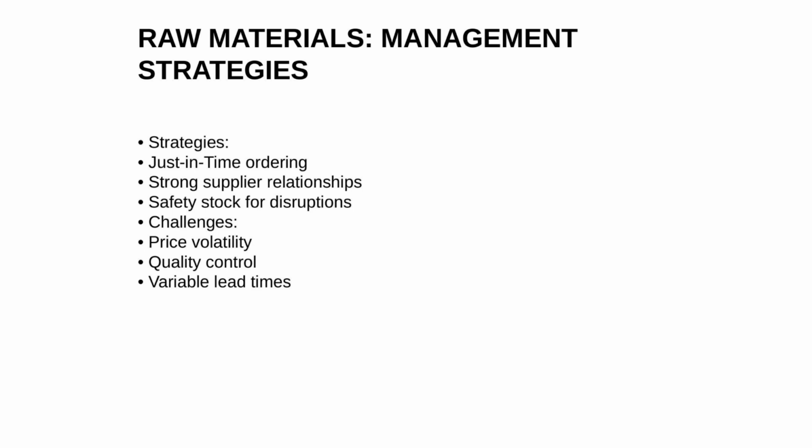But raw materials come with challenges. Price volatility can affect purchasing decisions and budgets. Quality problems can stop production or create rework. And variable lead times make planning harder, especially when suppliers are overseas or capacity is tight.